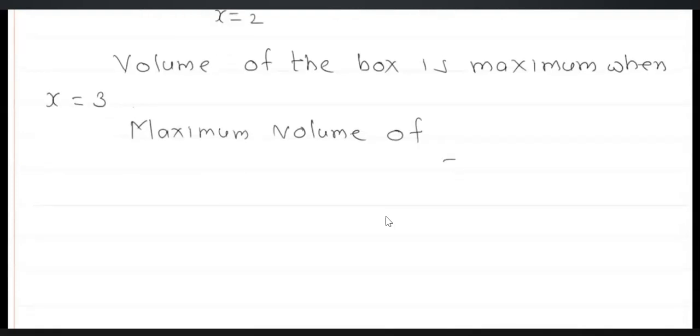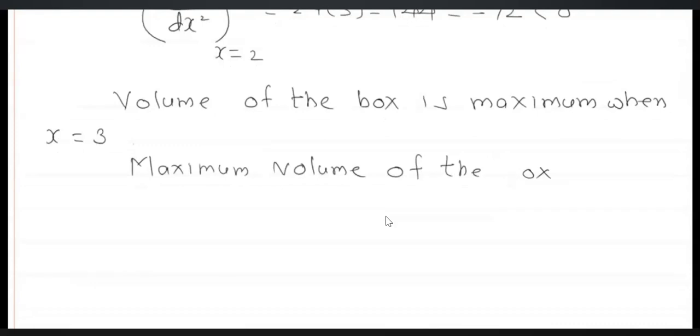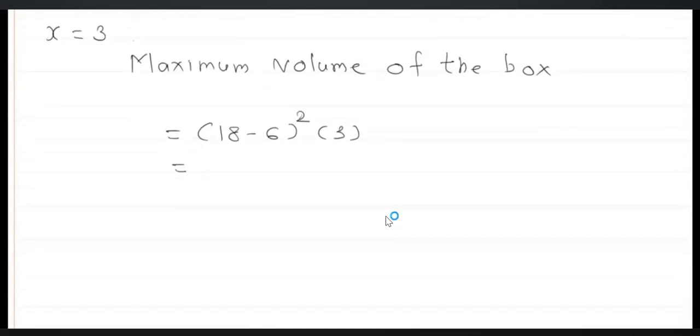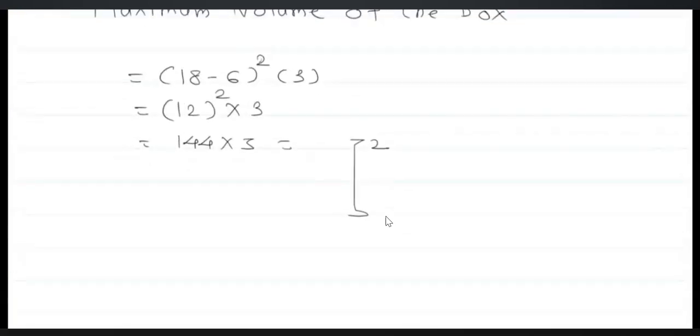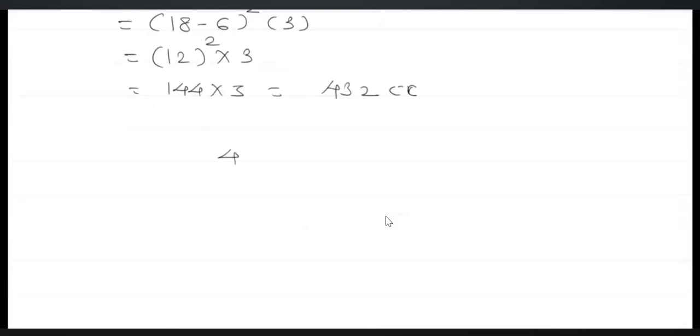Maximum volume of the box is (18 minus 6) square, because (18 minus 2x) square, x is equals to 3, therefore it becomes 6. That is 12 square into 3, that is 144 into 3, that is equals to 432 cubic centimeter. And in this way, we have completed these solved examples.